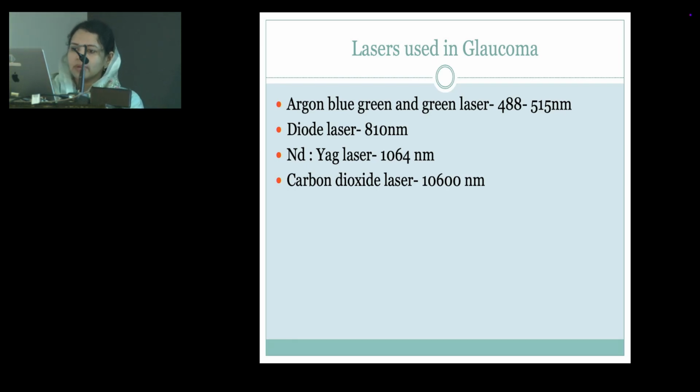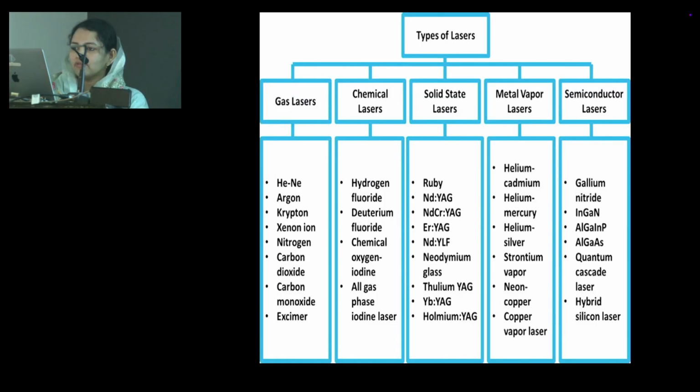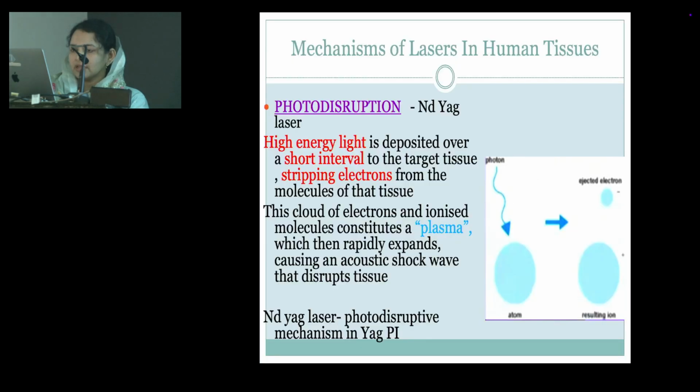Lasers used in glaucoma are argon blue-green and green laser, diode laser, Nd:YAG laser, and carbon dioxide lasers. What are the types of lasers? We have gas lasers, chemical lasers, solid state lasers, metal vapor lasers, and semiconductor lasers. What are the mechanisms of lasers in human tissue?